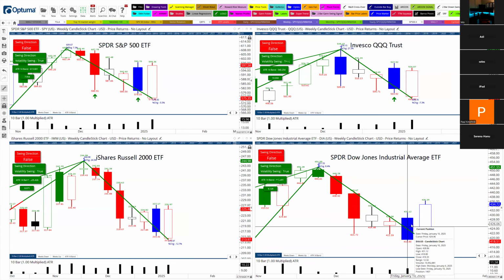So you're talking a month and a half. A month and a half, and none of these ETFs has made a higher high. And how often does that happen? Not very often, I can tell you that.